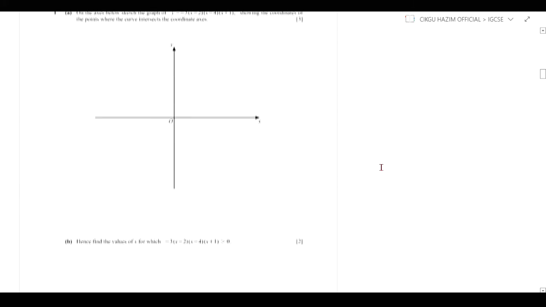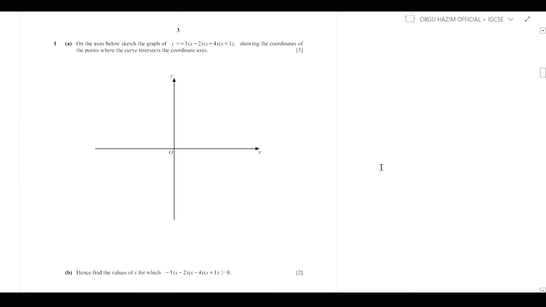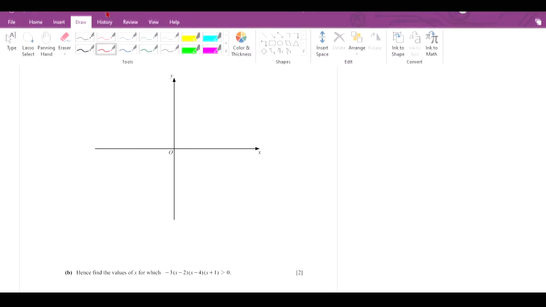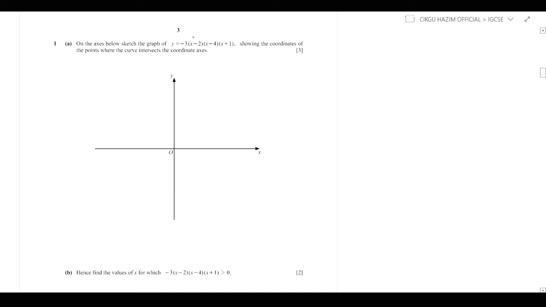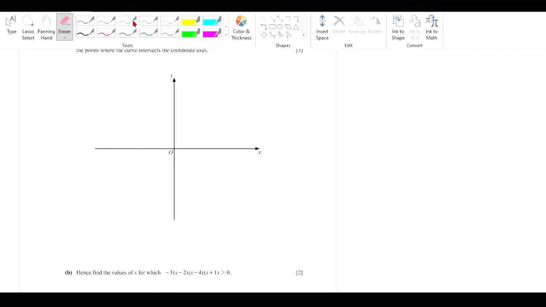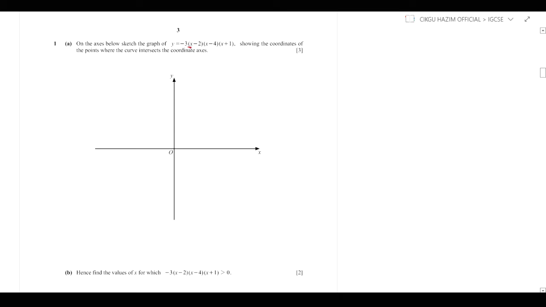And question number 1 here: on the axis below, sketch the graph of y equal to -3(x - 2)(x - 4)(x + 1). Sorry, you can see that there are 3 axes here. 1, 2, 3. When there are 3 axes, what does it mean? The graph has 3 different values of x.